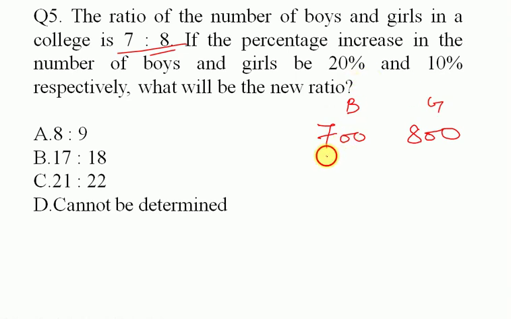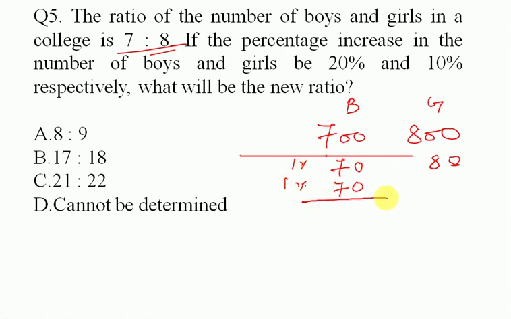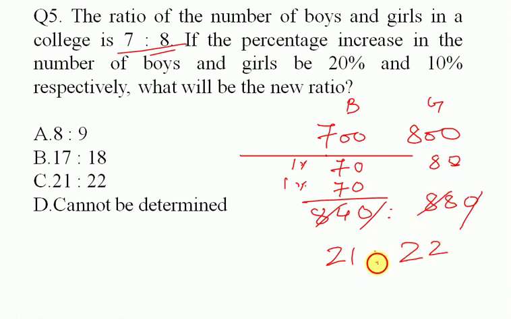10% of this is 70, but it is 20%, so 70 more. And what is 10% of this? That is 80. 10% plus 10% is 20%, which is 80 more. So over here it is 840, and over here it is 880, right? So what is the new ratio then? This is 21 into 4, 22 into 4. So the new ratio is 21:22. So simply assume it as a multiple of 100 and solve.